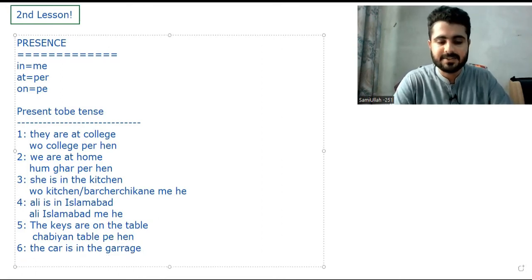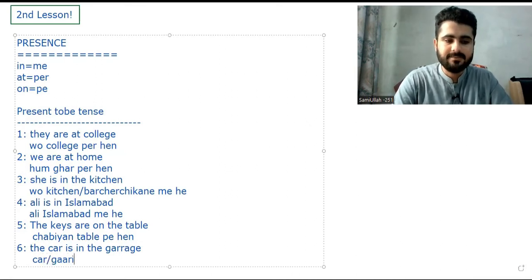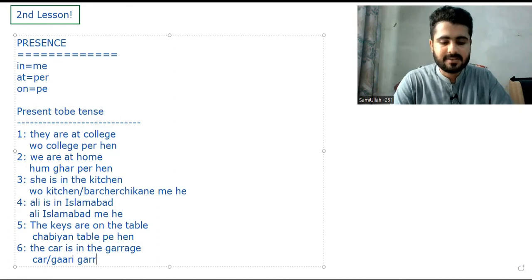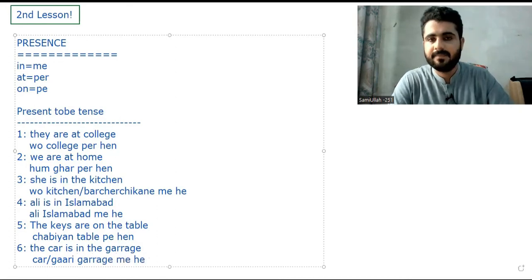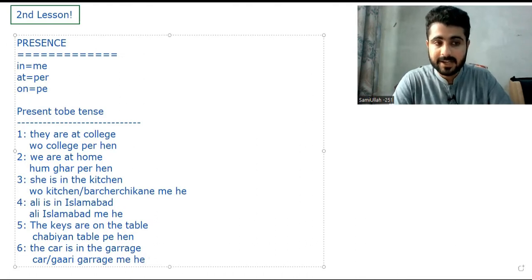Let's convert the sixth one. The car is in the garage. Car means car. By the way, car in Urdu means gaadi. Garage means garage. In means mein, is means hai. Gaadi garage mein hai.